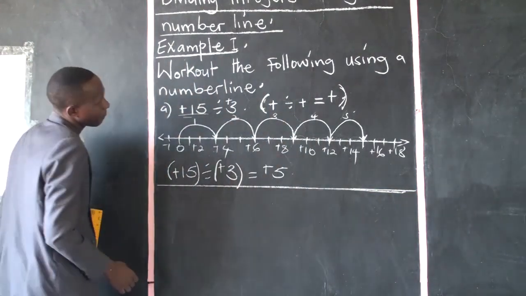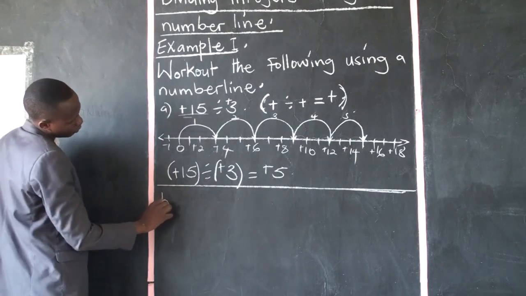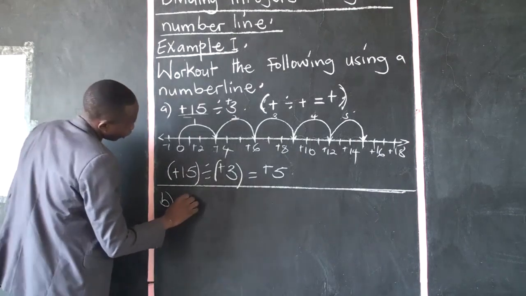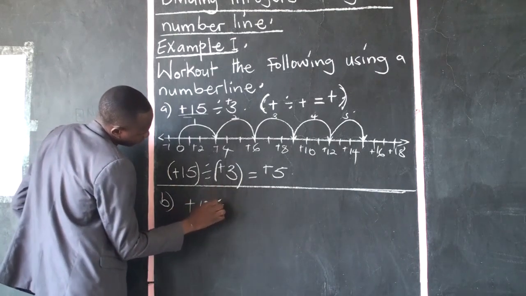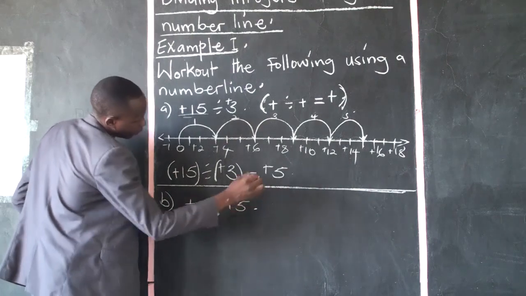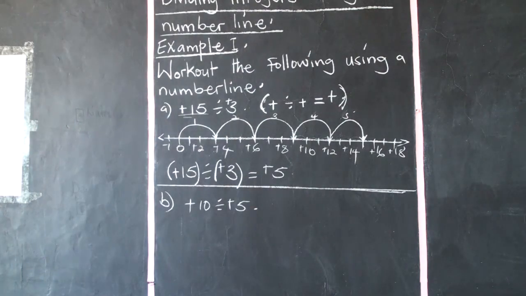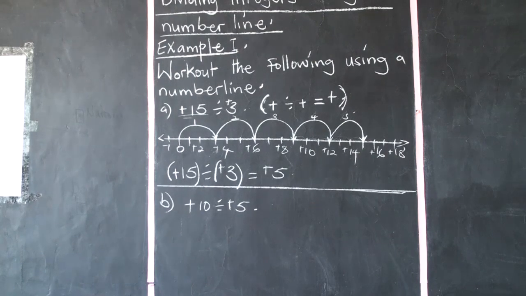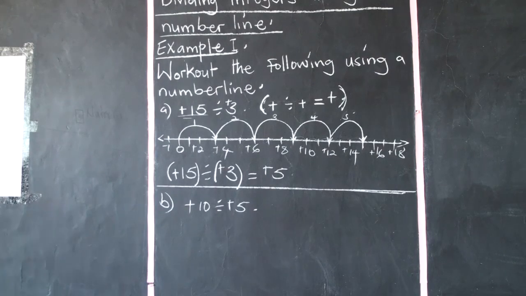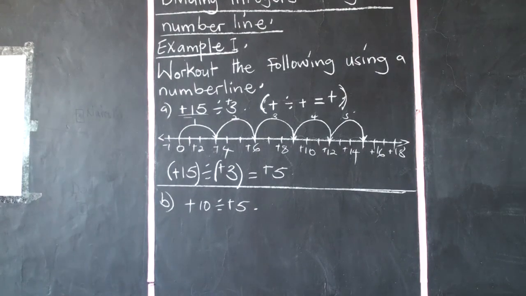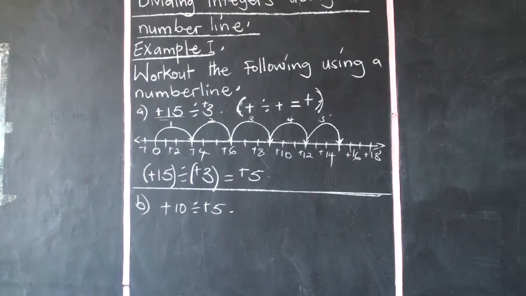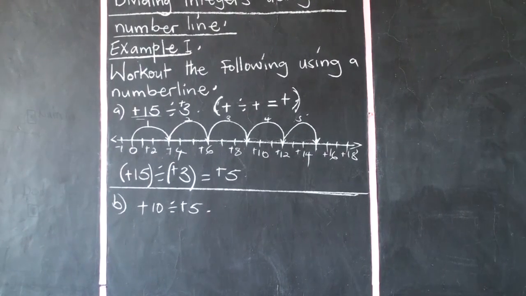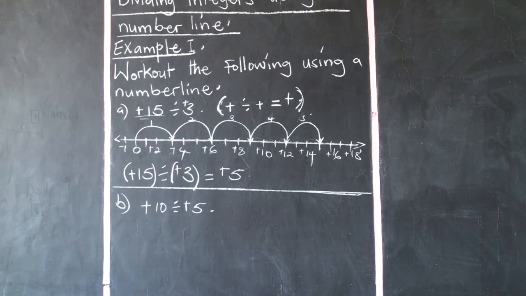After underlining my answer, using what we have done, I want you to try this number B. It's just the same as A. I want you to try positive 10 divided by positive 5. Using a number line, try that example 2 and we see what we have to do. When you look at number B, they also want us to use the number line to divide 10 by 5. First try that and I see. In 1 minute, you must be through.